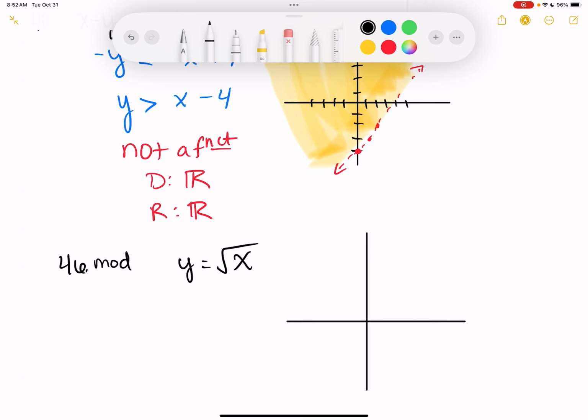Is this triangle? Anyone else have an idea? You may or may not have ever seen a square root graph before. So it looks something like this.